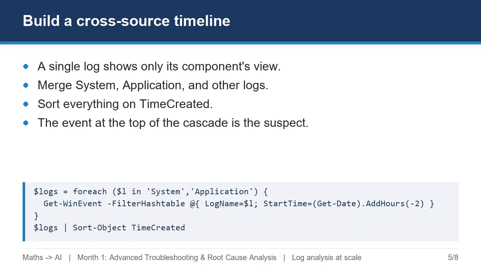A single log only shows its own component's view, so correlate across sources. Merge the system and application logs and any device or security logs that matter into one collection, then sort everything by time created. Now you can read the causal chain across components and see which event fired first and triggered the rest. The event at the very top of that cascade is your originating suspect. This is the technique no single log can give you.